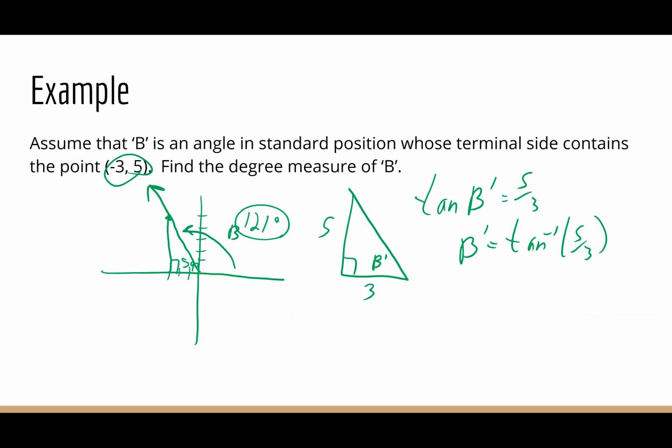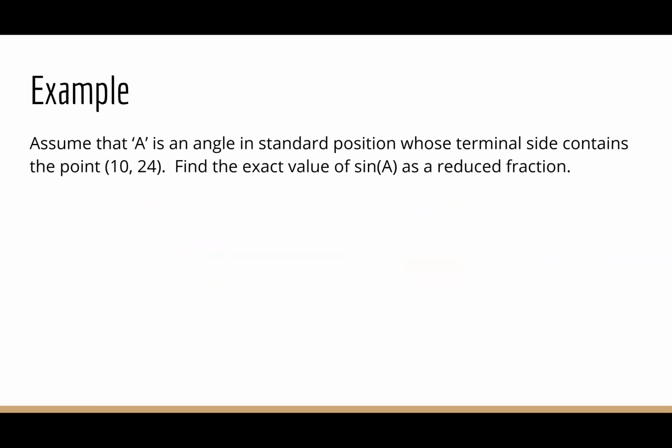So that's that one. Let's go ahead and try another type of problem. Assume that A is an angle in standard position whose terminal side contains the point (10, 24). Find the exact value of sine A as a reduced fraction. So we have the point (10, 24) somewhere out here.